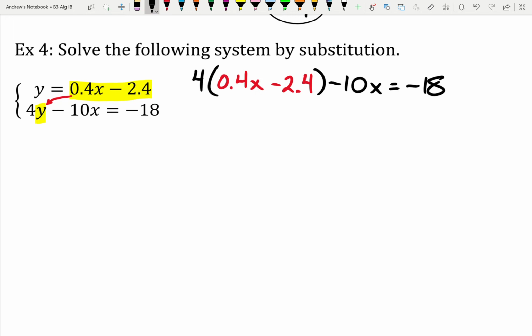Alright, cool. So again, I really do like to get rid of things like decimals. You can leave them as decimals too, that would also be fine. But we do need to take care of that distribution. So I'm going to distribute that 4 into the parentheses. 4 times 0.4, you're welcome to use a calculator, I know it's going to come out as 1.6x. And then 4 times negative 2.4 is going to give us negative 9.6.